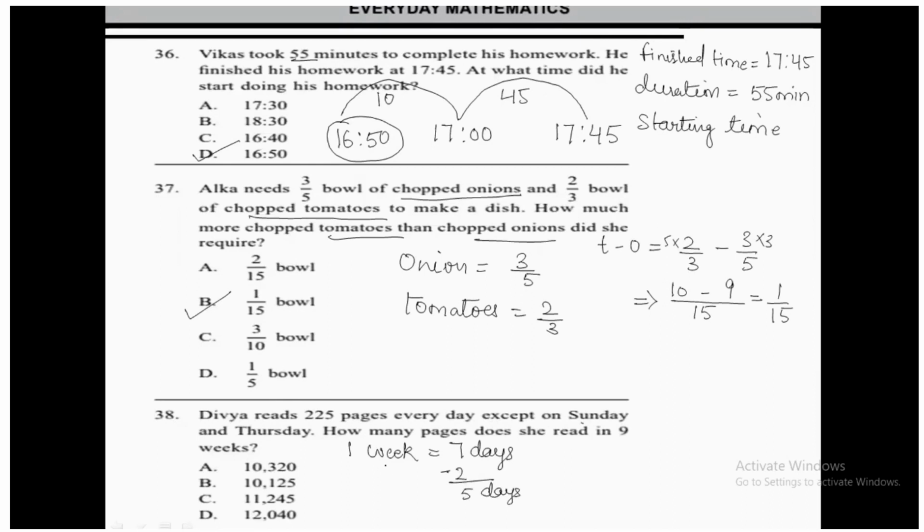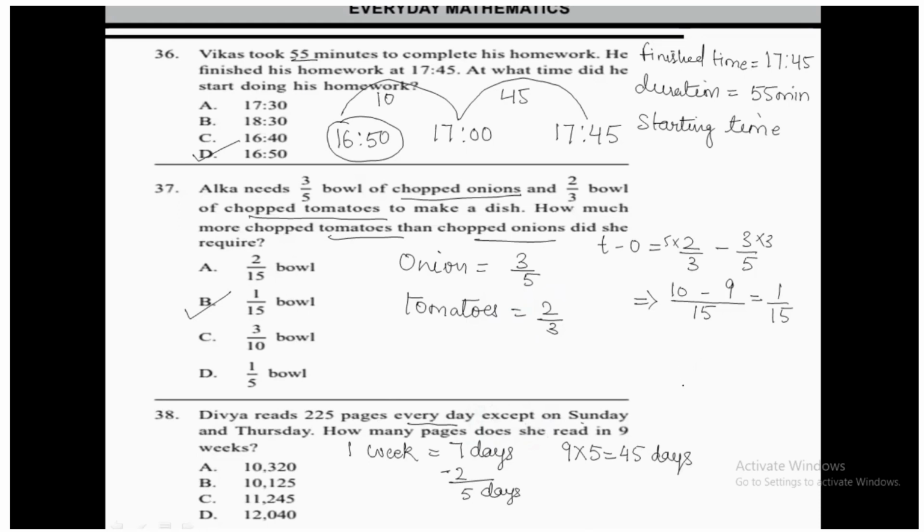Now, in 1 week, she reads for 5 days. So now the question is asking how many pages does she read in 9 weeks? So in 9 weeks, for how many days does she read? First we need to find that. So 9 multiplied by 5. In 9 weeks, she reads for 45 days. Now, Divya reads 225 pages every day, and we need to find the total pages according to the 9 weeks. In 9 weeks she reads for 45 days.